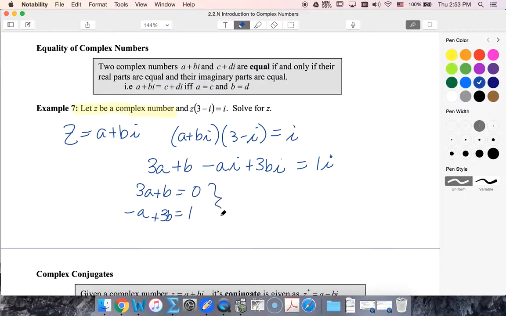You could use a polynomial simultaneous solver or algebra. I already know the answer, so I know that A is negative 1/10 and B is 3/10. In the end, solve for Z. My Z then is negative 1/10 plus 3/10 I. So using this definition of complex number equality allowed me to make my simultaneous equations.